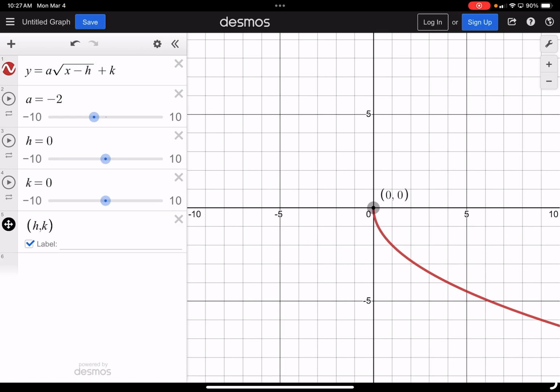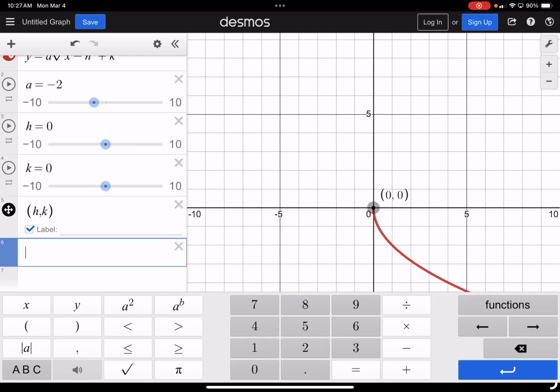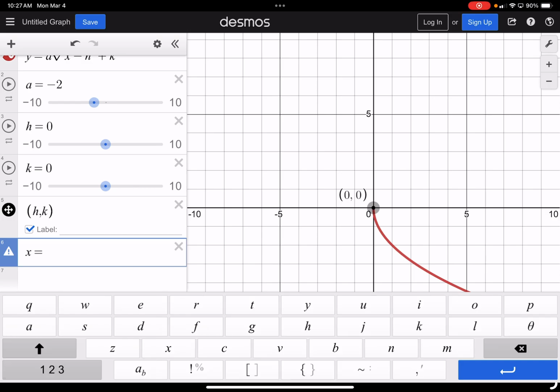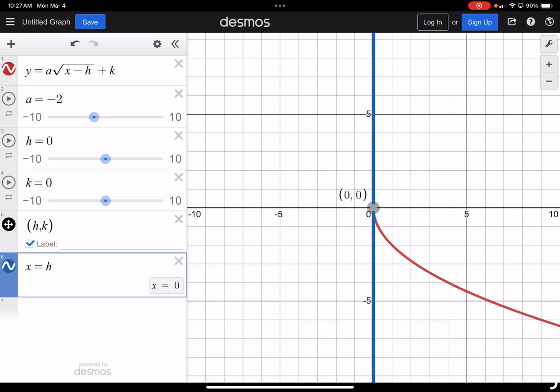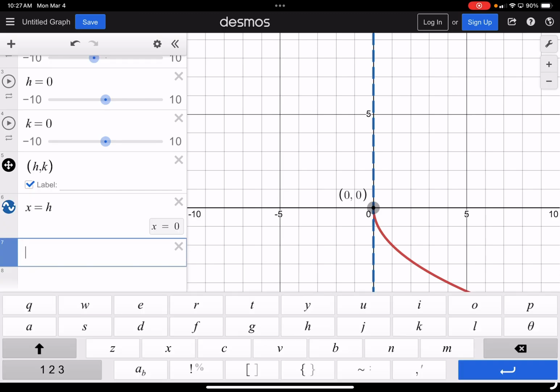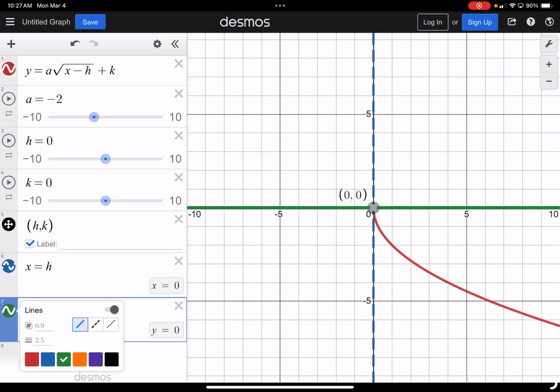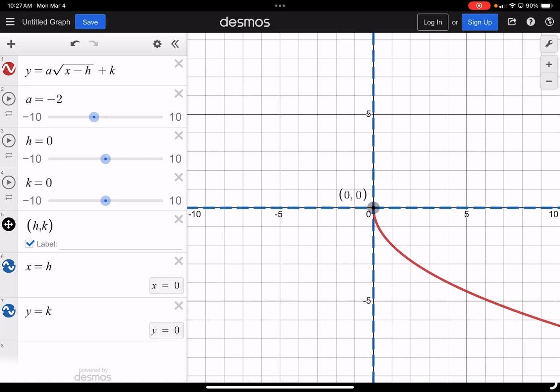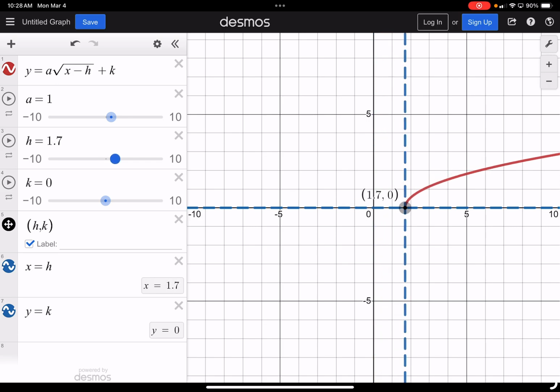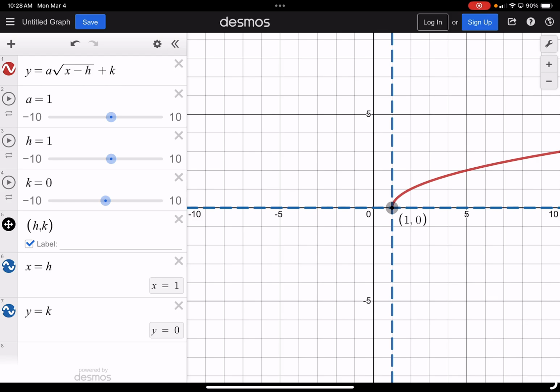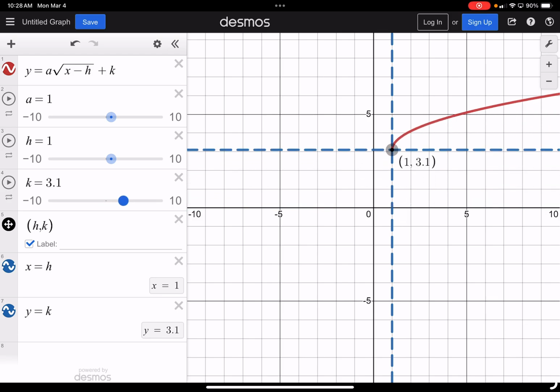Okay, so I'm going to graph x equals h. I'm going to graph y equals k. Okay. Now I'm going to have just regular square root of x, right? I'm going to move it over 1 and up 3. Okay, everybody with me on this?